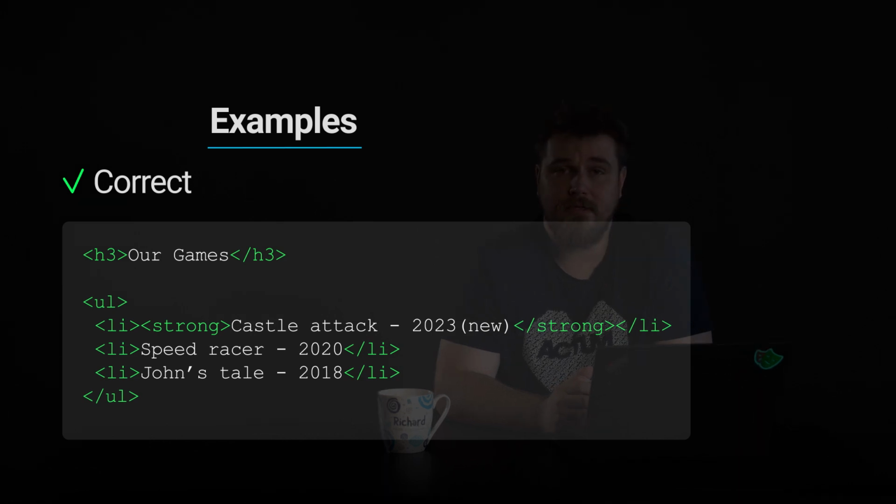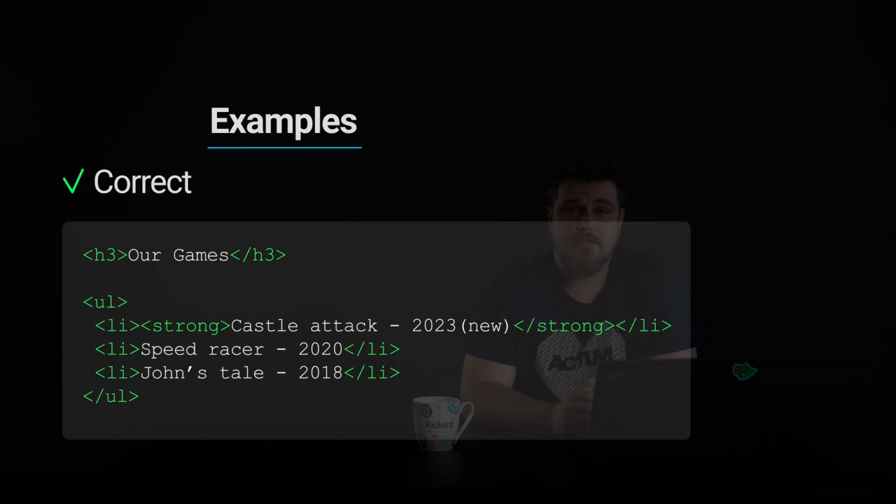Also, the first game in the list, the Castle Attack 2023, is wrapped in the strong tag, putting an emphasis on it. Visually, the text will normally get bold, but because some screen readers cannot properly handle emphasis, there is also a text saying new, indicating this game is the newest edition.